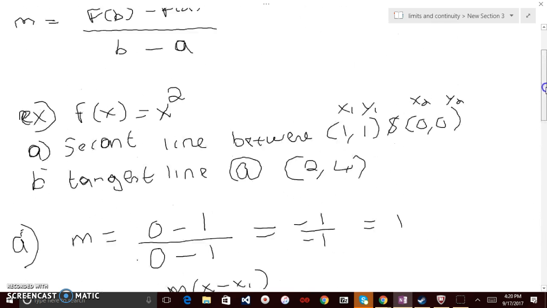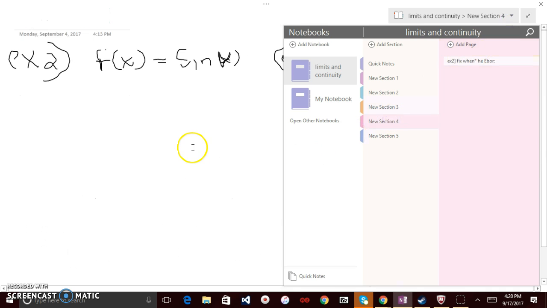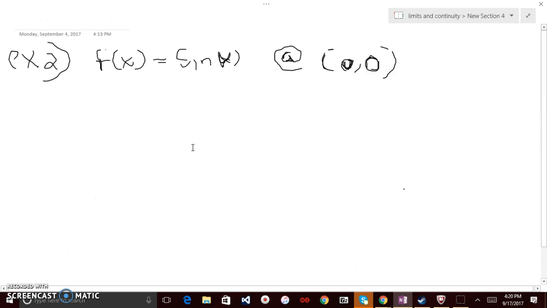Alright, so let's move on to the next example. This example is a bit more complicated, only in the sense that the function is more difficult, but conceptually it is the exact same thing. We're given the function f of x is equal to sine of x at the point 0, 0. We're asked to find the tangent line of f of x equals sine x at the point 0, 0.